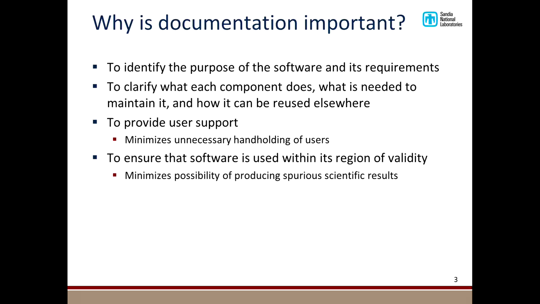If you don't note such things in the documentation, then you get a whole bunch of errors from the users saying, I can't compile your thing, why can't I compile your thing? So it's necessary to say these are the requirements of the code. Documentation clarifies what each component of the code does, what's needed to maintain it, and how it can be reused elsewhere. The main purpose that most people think of when they think of documentation is providing user support.